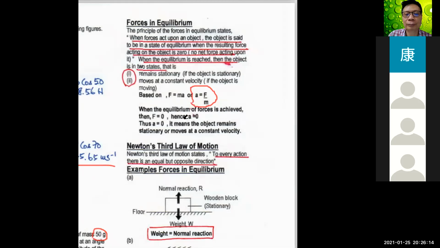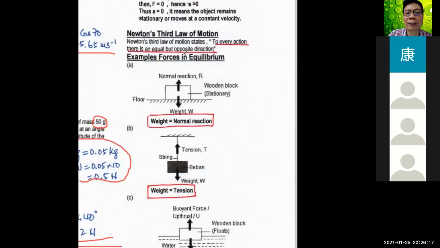Okay, the rest are all Newton's third law. Highlight what Newton's third law says: to every action there is an equal but opposite direction reaction. Please add something here. To every action there is an equal but opposite direction reaction. Okay, don't write the word reaction yet. I'll repeat again: to every action there is an equal but opposite direction reaction. That is the statement of Newton's third law.